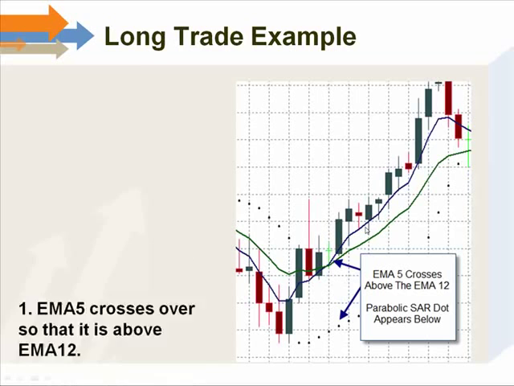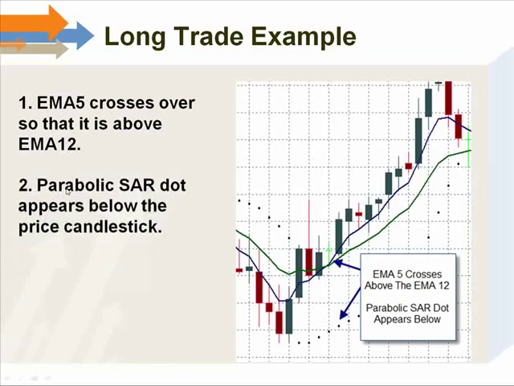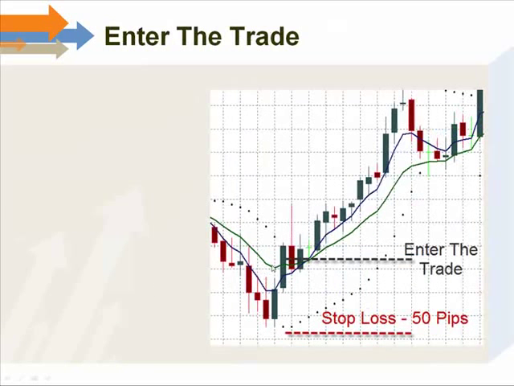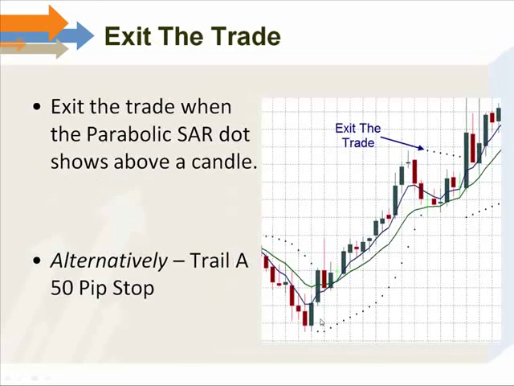So looking at this chart here, we first need to look to see that the EMA 5 crosses above the EMA 12, which it has done here. And at that point, we need the parabolic SAR dot to appear below that candle where the crossover occurred. So again, that's happened in this case. So we're ready to enter the trade. We enter the trade at the point where this occurs, and we set a stop loss 50 pips back. So we enter our buy trade. Our stop loss is 50 pips behind, and then we're ready to manage the trade as we're in it.